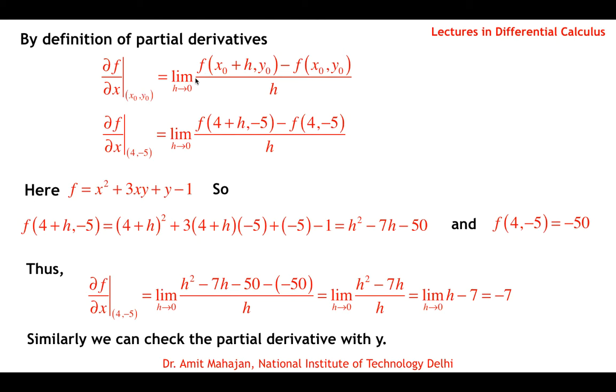The partial derivative of the function with y will be the limit as h tends to 0 of f of (x naught, y naught plus h) minus f of (x naught, y naught), over h, so the change will be in y naught. You will find that it will give the same value as we calculated in the previous slide.